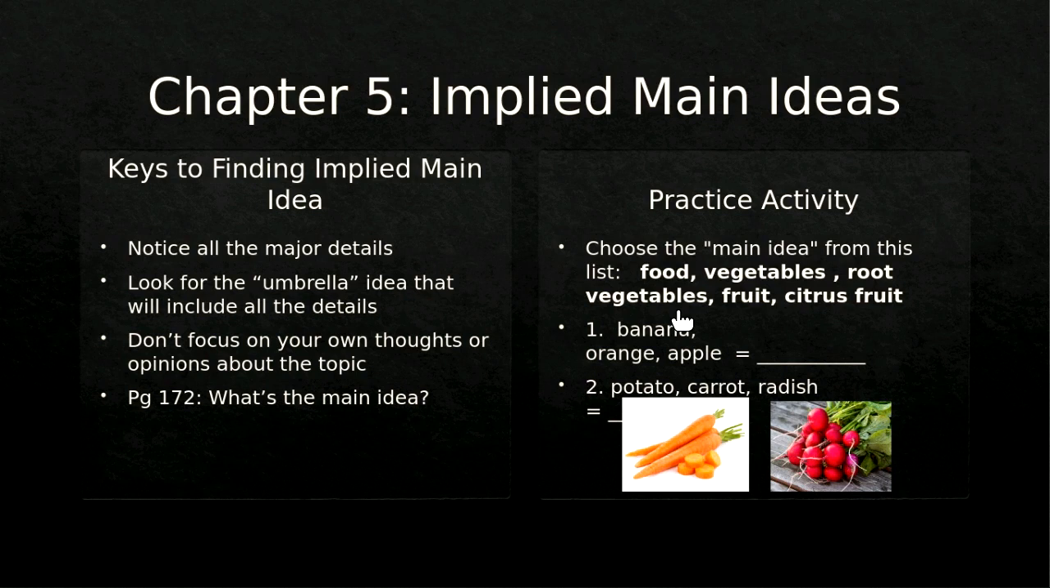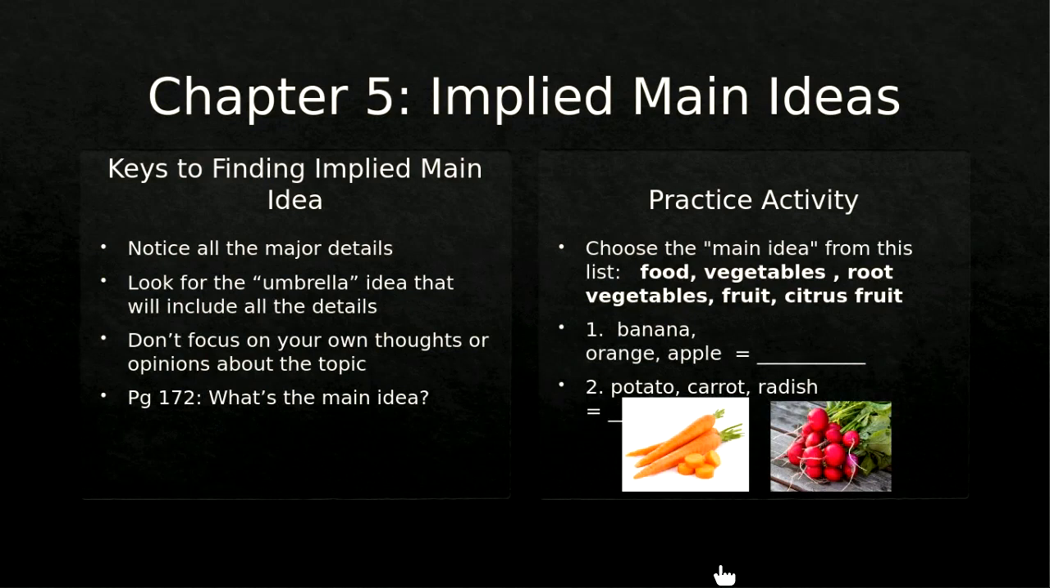No, root. Root vegetables. Okay. Why do you say root vegetables? Okay, why? Why can't we just choose vegetables? The carrot and radish just grow up from the plant.